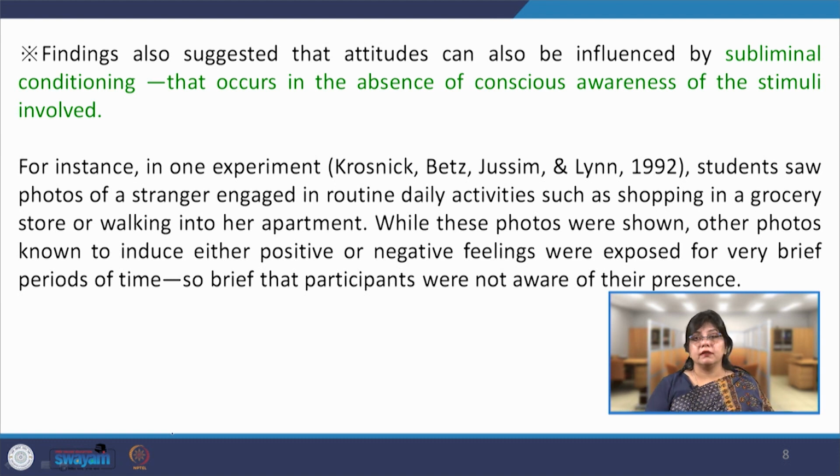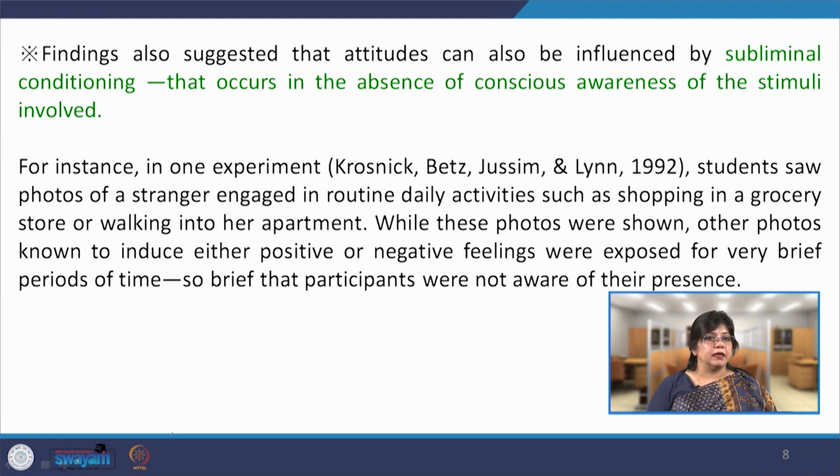So many stimuli are there that we cannot pay attention to every one, but some stimuli exist which are below an individual's threshold, that is, below our conscious awareness, yet unconsciously they affect attitude formation. For instance, in one experiment, two groups of subjects were selected. In one group, students saw a photo of a stranger. That photo was common in both groups, of a stranger engaged in daily routine activities, such as shopping in a grocery store or walking into her apartment.